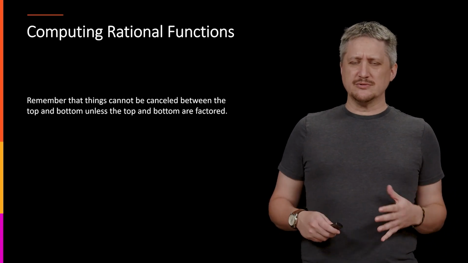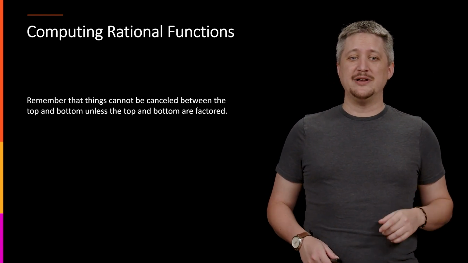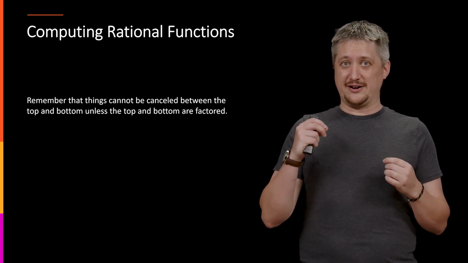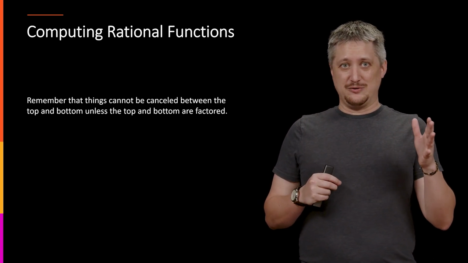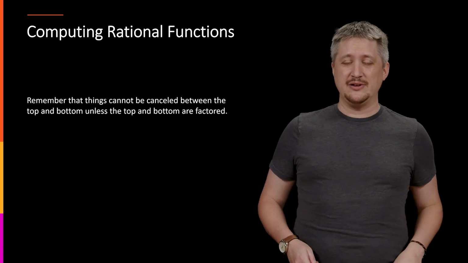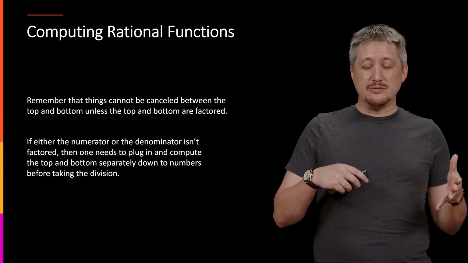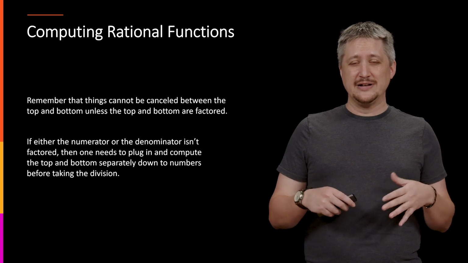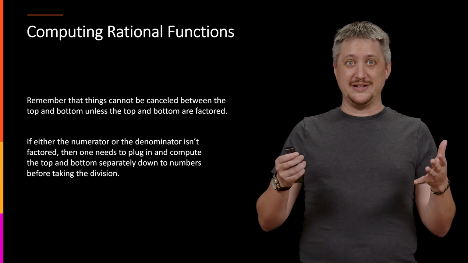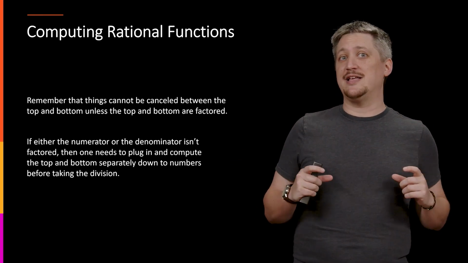So in general, you want to remember whenever you're dealing with fractions with functions in the top and bottom, that you can't cancel terms unless the top and bottom are factored. So if you have a bunch of stuff being added together in the top and bottom, you can't start canceling, you would have to factor first. And as a general rule, if the numerator or denominator isn't factored, and you're trying to compute at a value or an expression, you really do just have to plug it in and do all of the work in the top, all of the work in the bottom, and then divide it out at the end.